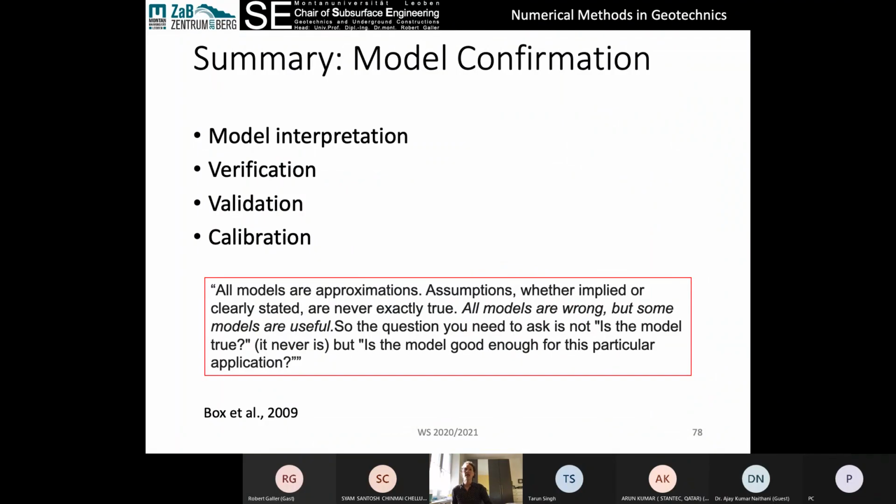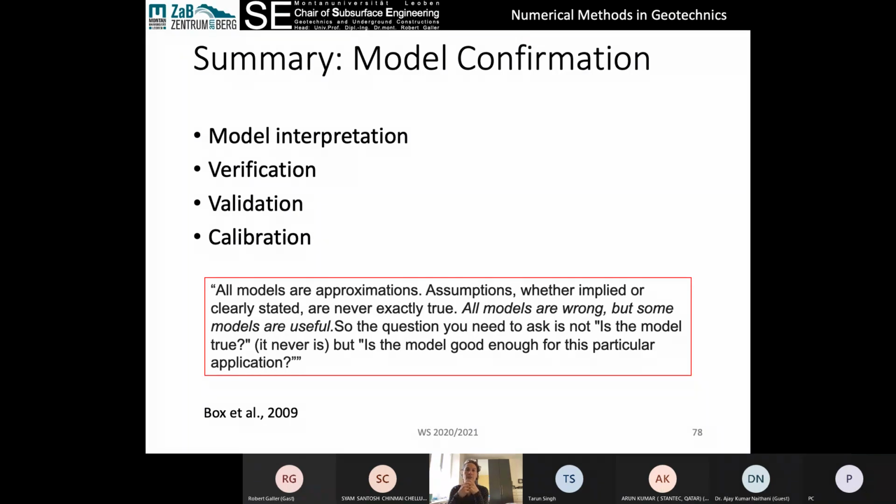So this moves then to model confirmation. And we need to be thinking about, we're doing this at the interpretation stage, so we'll be looking at all of the various aspects of interpretation and doing what's called verification, validation, calibration. And all of these can be lumped into confirmation. How good is our model?